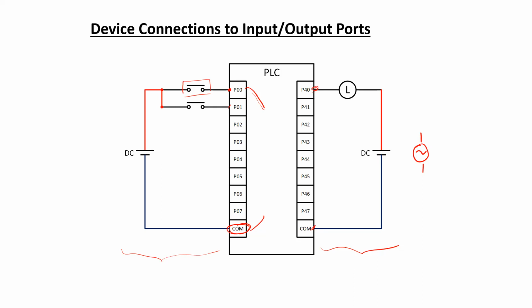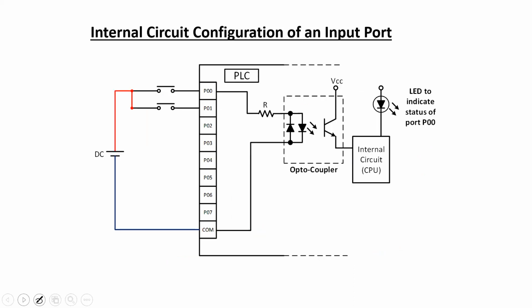Now this diagram shows how the devices are connected externally. Now let us consider the internal configuration of the input port and the output port separately. So this is showing an internal configuration of an input port from the port up to the common terminal, how they are connected internally.